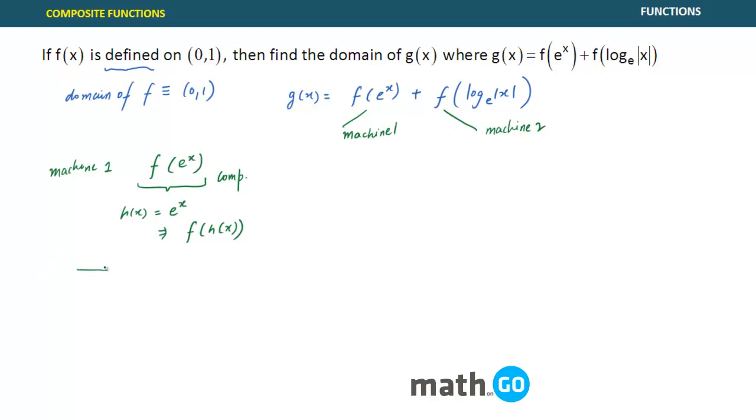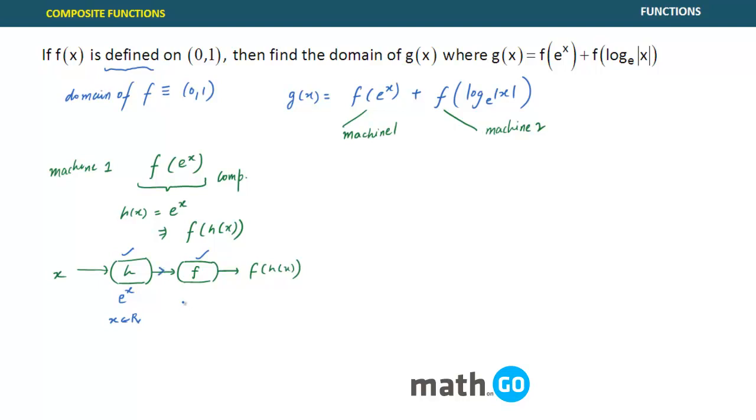If I have to draw the diagram of this machine, how should it be treated? x first of all goes to the h machine, and then it goes to your f machine, and then you get f of h(x). For this to happen, as I told you earlier when we started this concept, both machines should work. That is what we have to check. What is the h machine? The h machine is e raised to power x. Is there any problem with e raised to power x? There is no denominator, no log, no under root. So it works for every value of x. I have no problems.